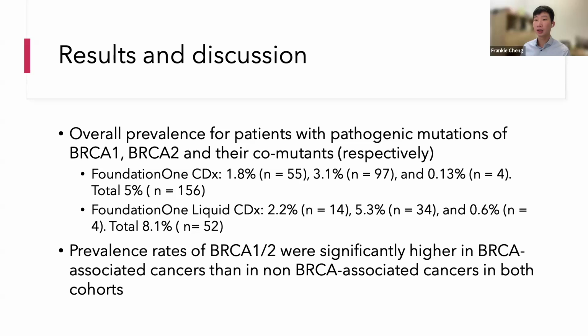In the somatic tissue cohort, around 5% of the patients with solid tumors have either BRCA1, BRCA2, or co-mutation, while in the liquid-based profiling cohort, there are 8.1% of the patients with solid tumors harboring BRCA1, BRCA2, or co-mutation. So quite a significant proportion. And it is also found that the prevalence rate of BRCA1 or 2 mutation was significantly higher in the BRCA-associated cancer than in non-BRCA-associated cancer, which is expected.